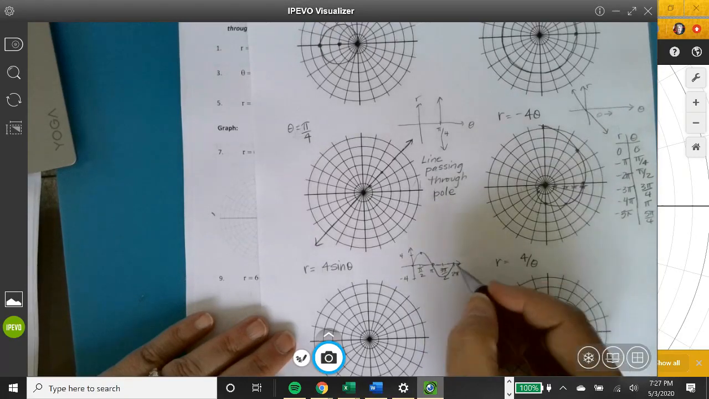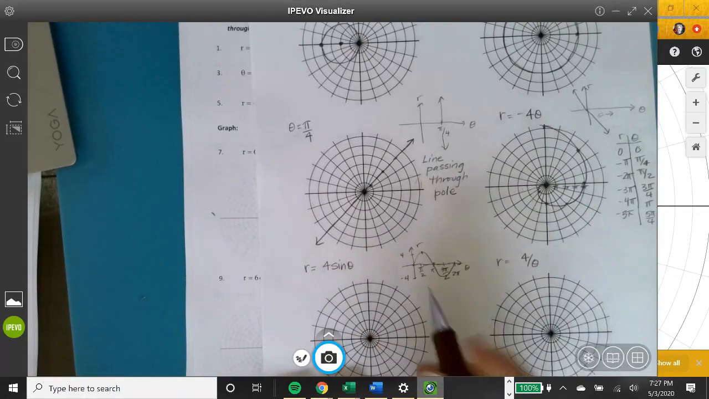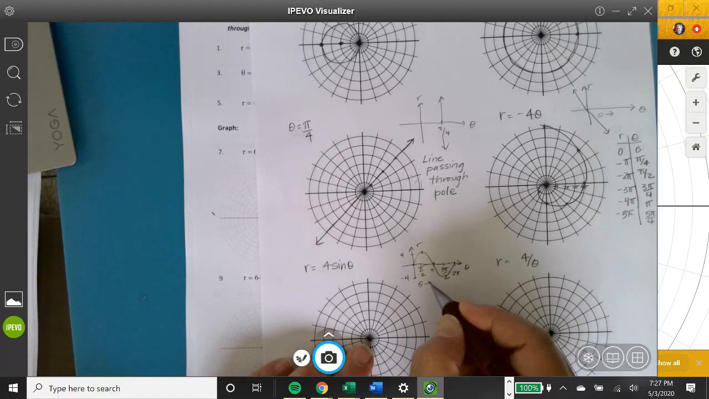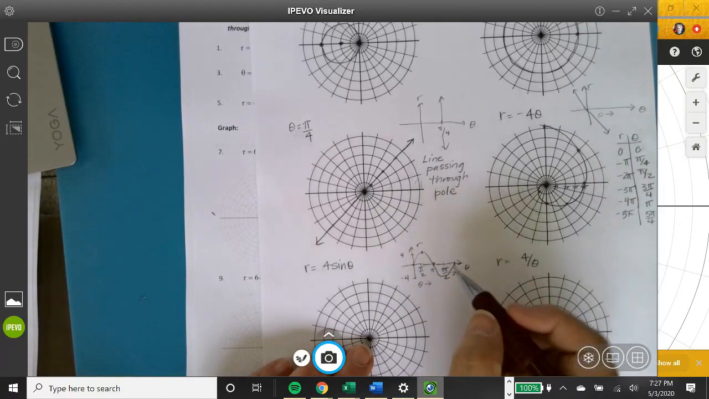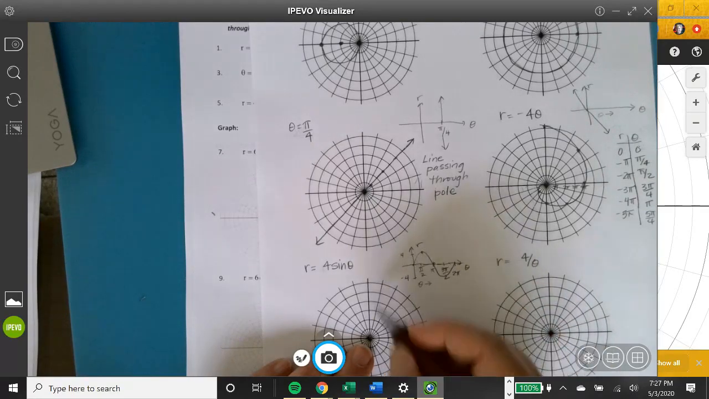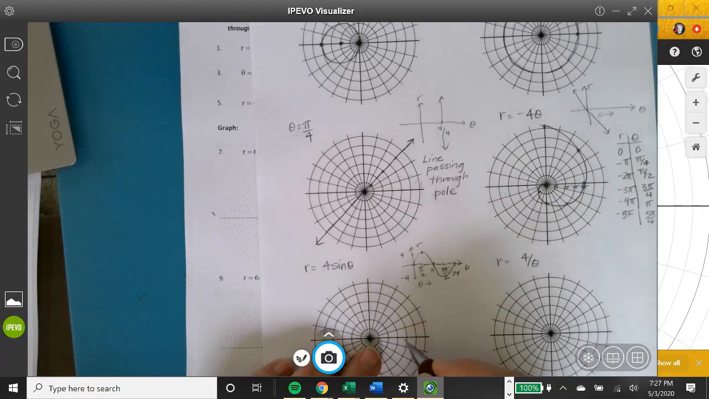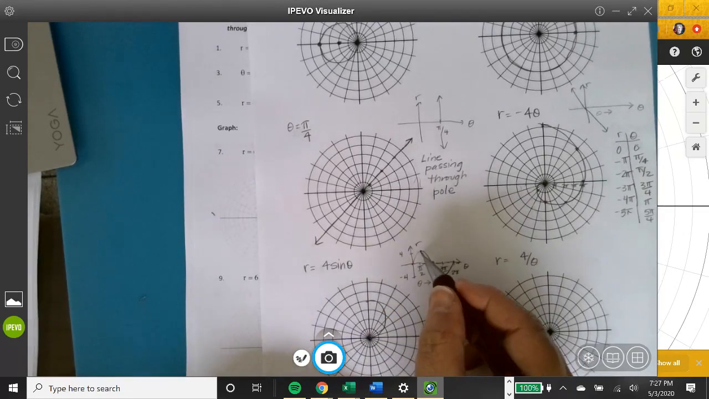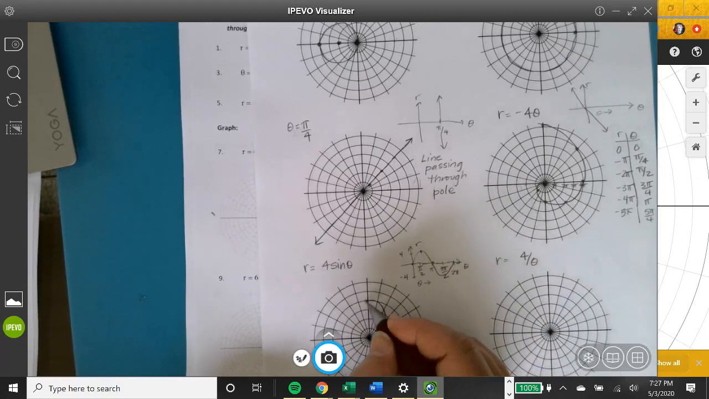Okay, so this is r, and this is theta. I'm starting at the pole, and remembering that theta is going positively, I'm rotating counterclockwise. R is 4, so I'm going out radially 4, 1, 2, 3, 4, and rotating to pi over 2. But r is getting bigger, so I'm going to rotate out. There we go. And then what happens? I go back to the pole.